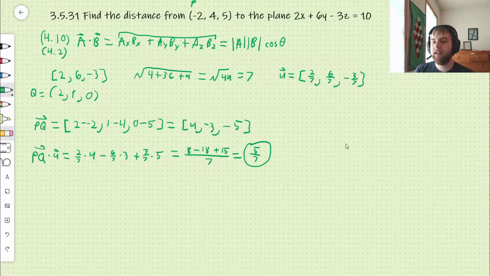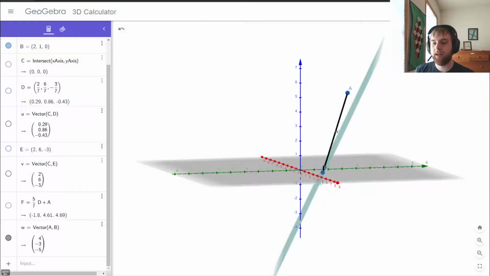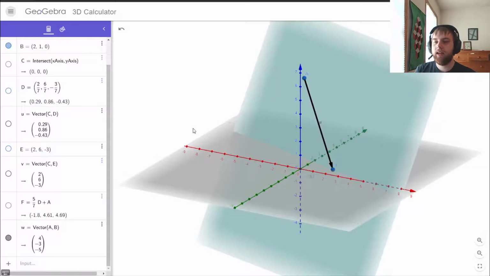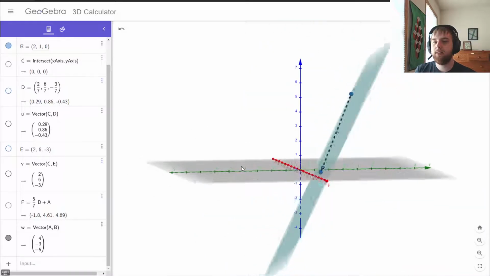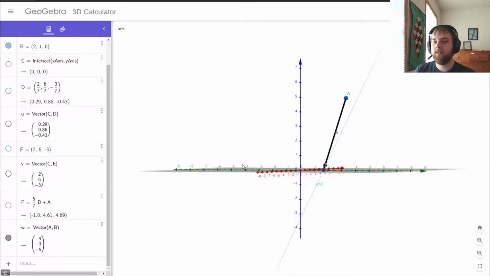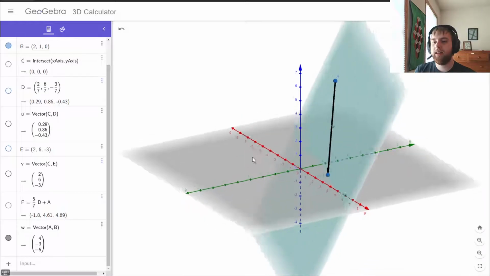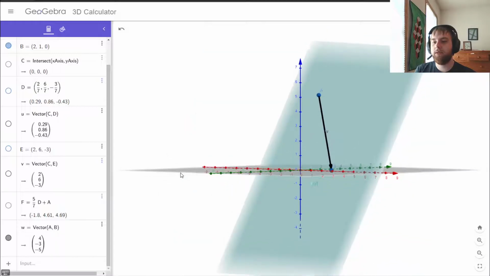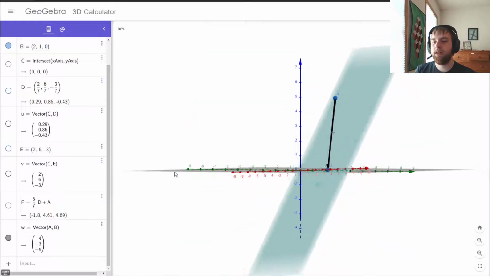So let's take a look at this in a geometric sense. Okay, here is our situation. A is the point that we want to find the distance to. Our plane is in the correct spot, and this point here, B, is the point that we decided was on the plane. So here's our vector PQ.